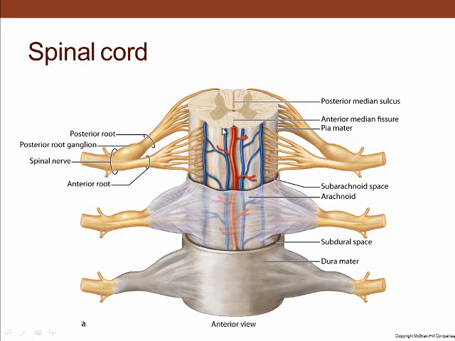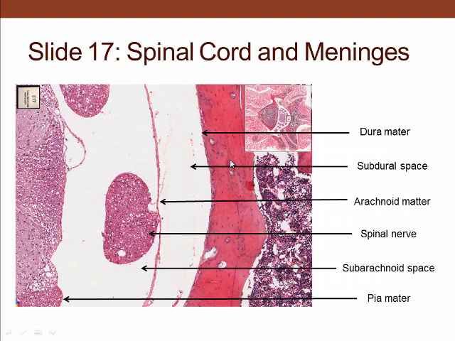So if we look at the spinal cord, not only do we see the H, the ventral and dorsal portions of it, but we also see the layers. So the outer layer is the dura mater, and then subdural space, and then you've got the arachnoid, and then the subarachnoid space, and then you see the nerves are attached to the spinal cord after that.